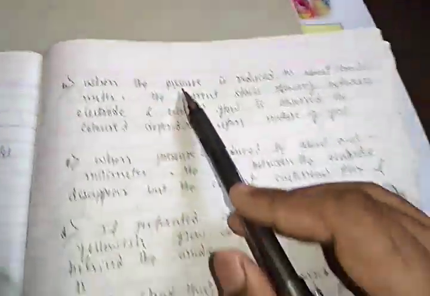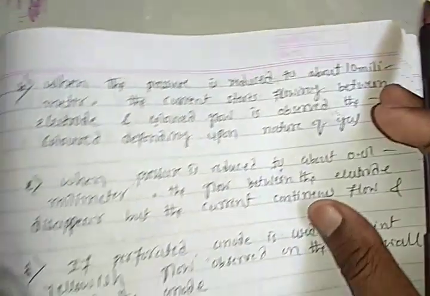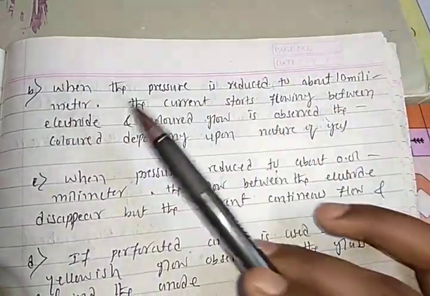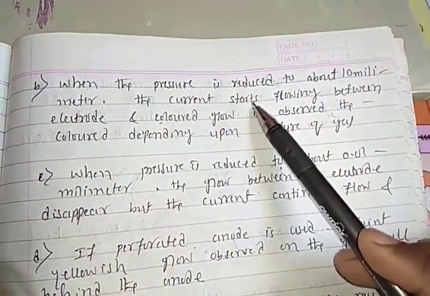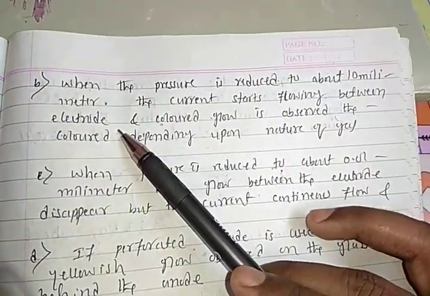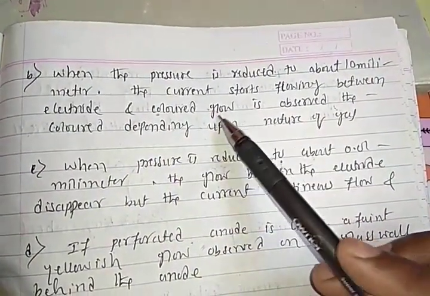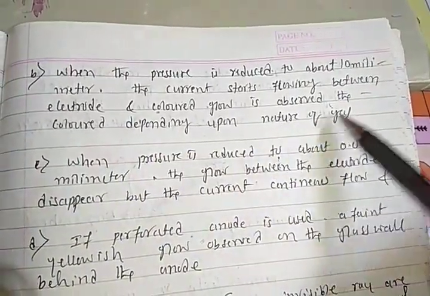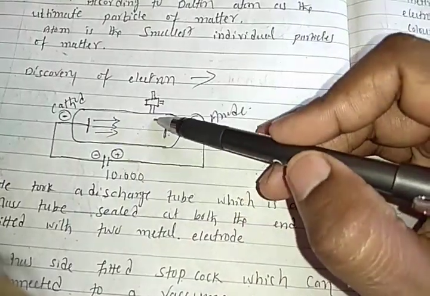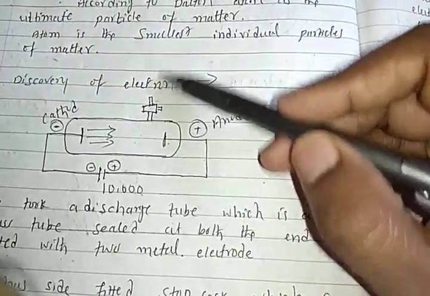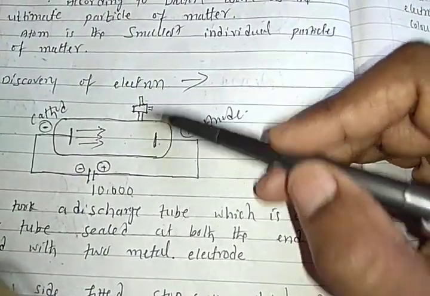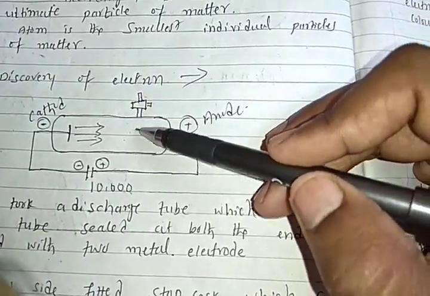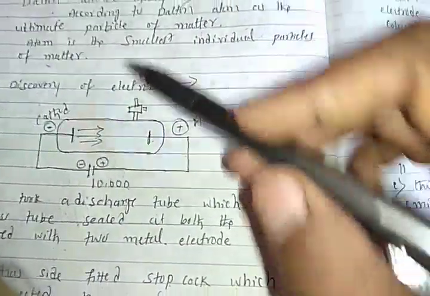When pressure is reduced to about 10 millimeter, the current starts flowing between the electrodes. A colored glow is observed. The color depends upon the nature of the gas. When we introduce the suction pump, we remove air particles from this chamber, which means the pressure becomes less.